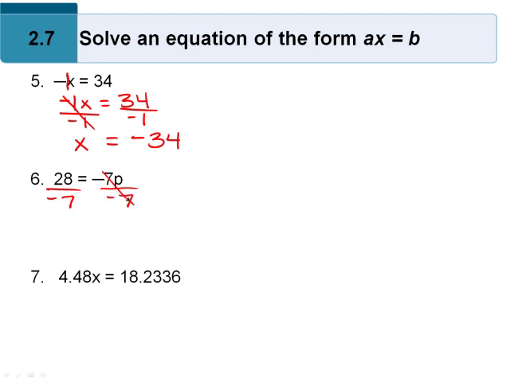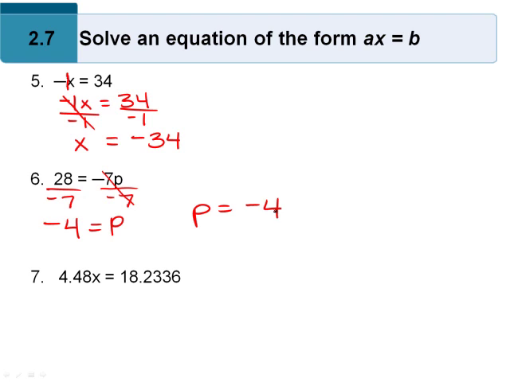So the negative 7's cancel on the right, and we get p equals 28 divided by negative 7, which would be negative 4. If that makes you crazy to see the negative 4 on the left, you can always rewrite your answer. P equals negative 4. Okay? Sometimes something as simple as that makes it look more normal, and that's fine to rewrite it.